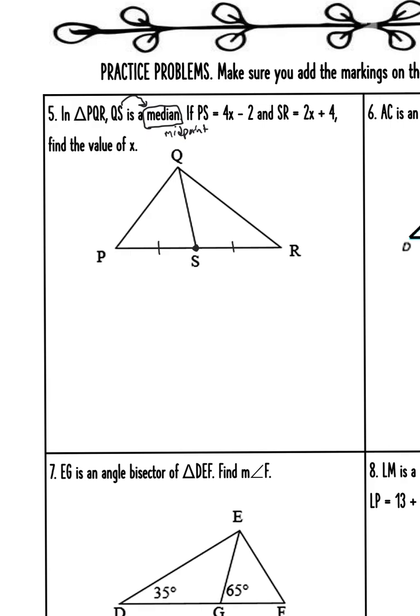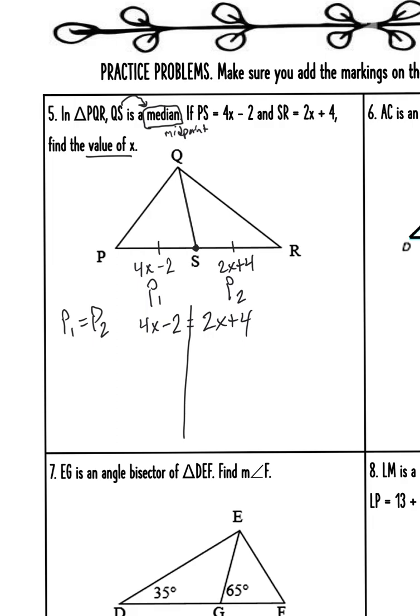Then the problem continues to tell you that PS is 4x minus 2, and SR is 2x plus 4, and it says find the value of x. Well, easy. We know that these parts are congruent. This is part 1, this is part 2. They're equal, that's what the hash marks tell us. So this is just review. We know how to do part equals part already. We've got 4x minus 2 equals 2x plus 4.